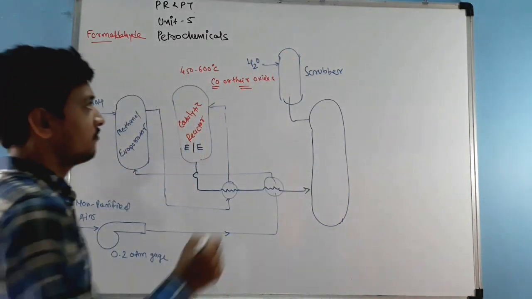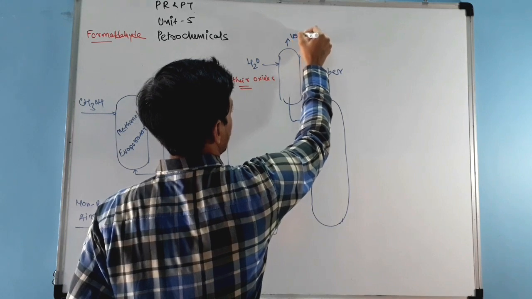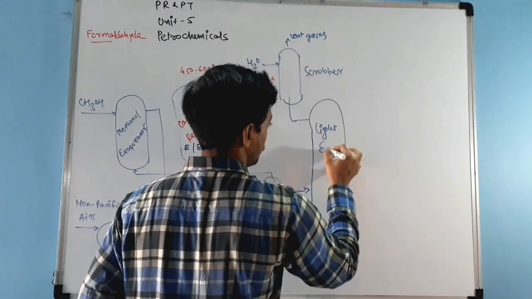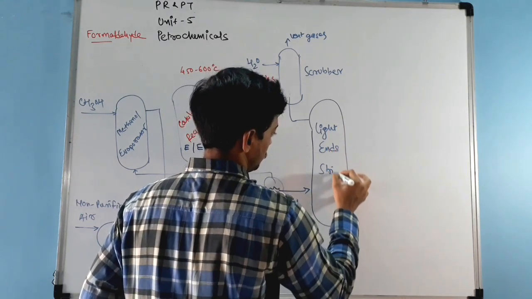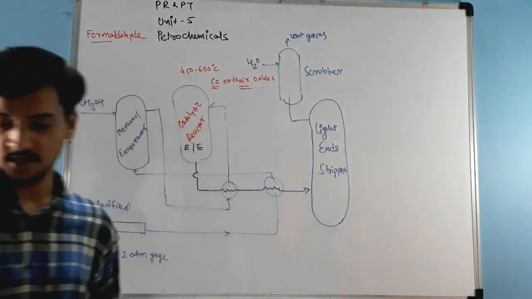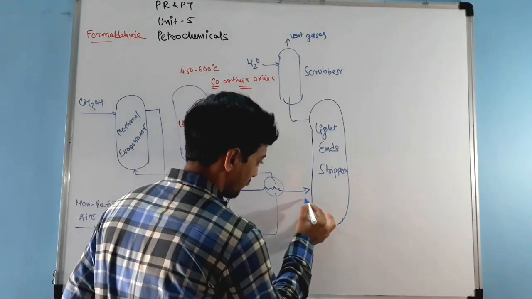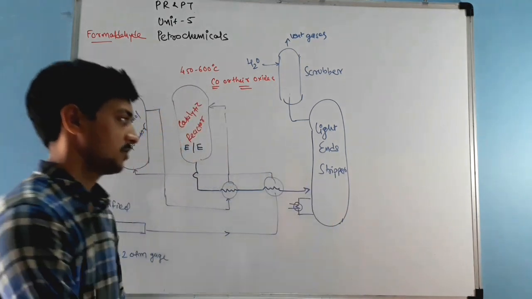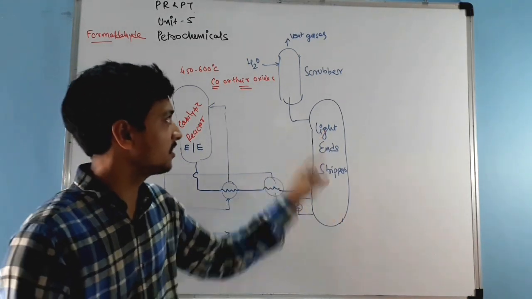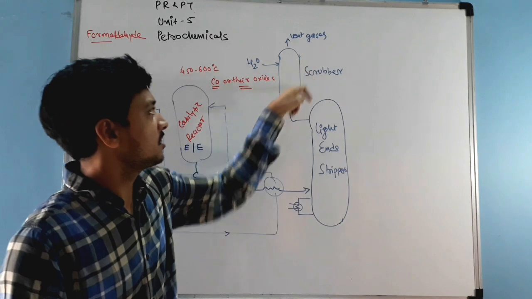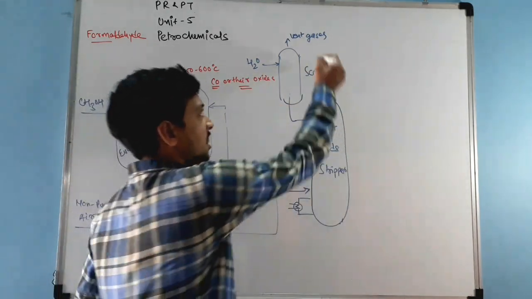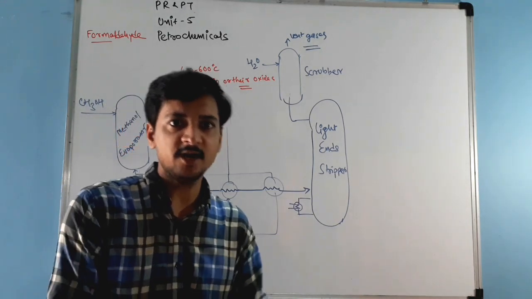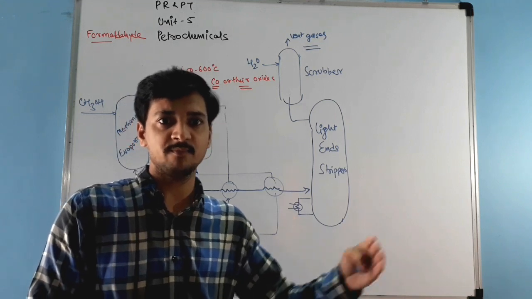For vent gases, here it is called a light end scrubber. The product gas is sent to the light end scrubber. In the scrubber, external circulation of water is required and the vent gases are removed. Then separation of formaldehyde from methanol. Unconverted methanol vapor is there.